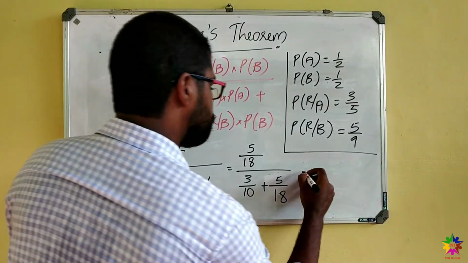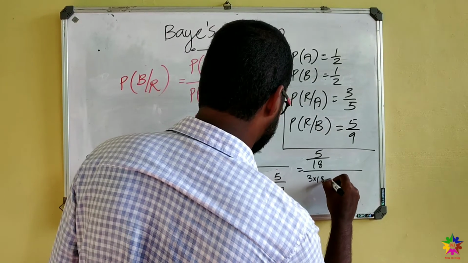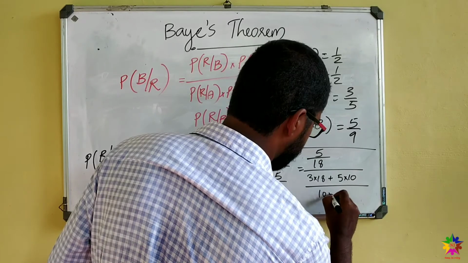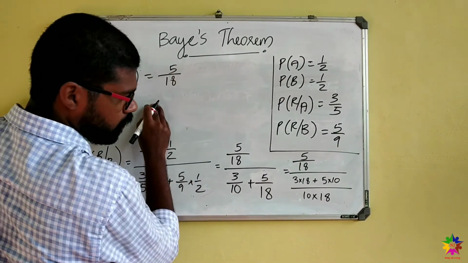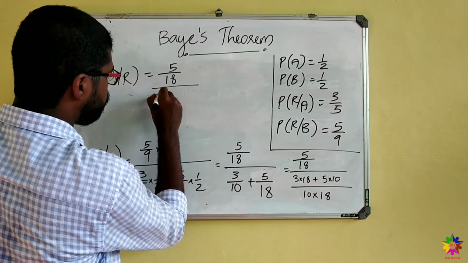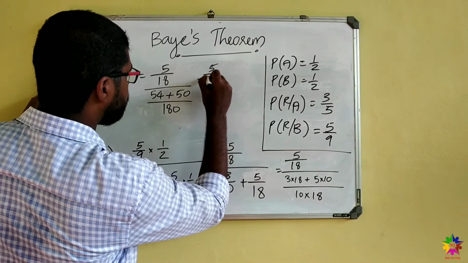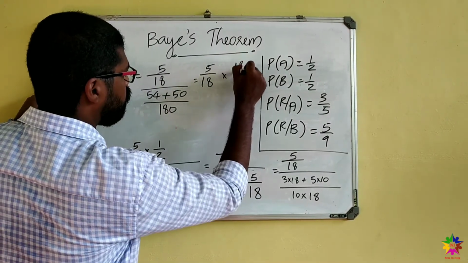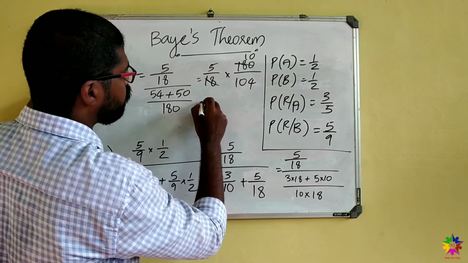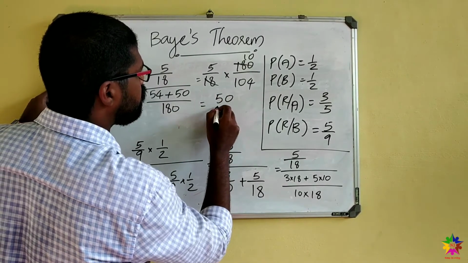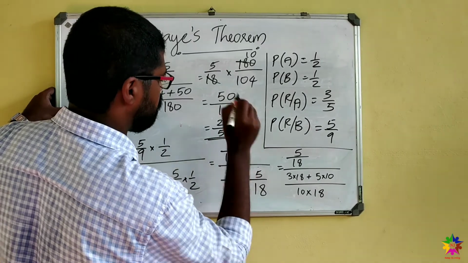Okay, and when we do the cross multiplication, we will get 5 by 18 all divided by 3 into 18, that is 54, plus 5 into 10, that is 50, all over 180. Simplifying, we have 50 by 104, which is 25 divided by 52. This is the final answer.